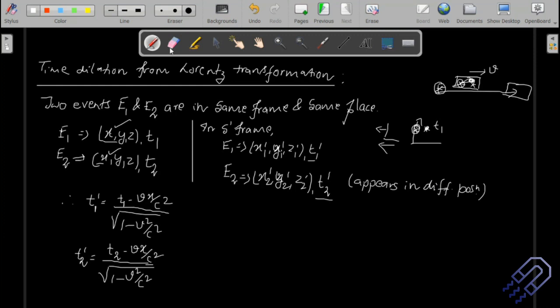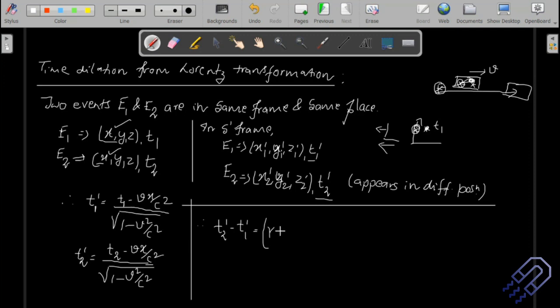So what you want to do is find out the time difference. That's the idea, right? Time dilation means you're going to find out what is the time difference. So let's just find out what is the time difference here. So therefore we can say t2 prime minus t1 prime. We can just subtract one from the other, and maybe I'll just write it down as gamma times t2 minus vx divided by c square, and then minus gamma times t1 minus vx divided by c square, right?